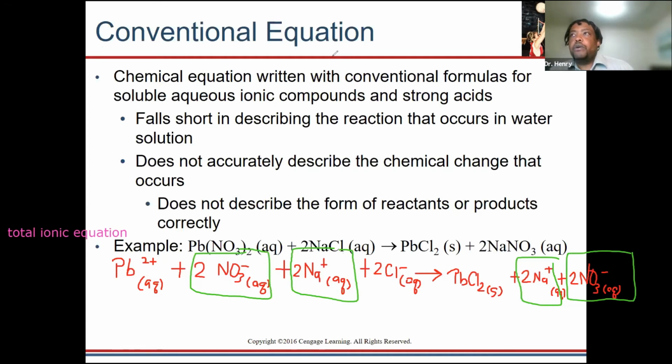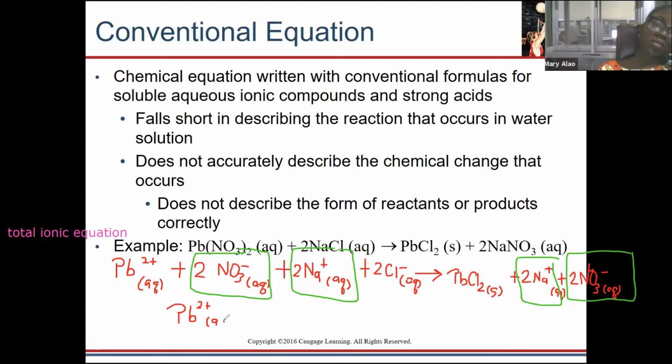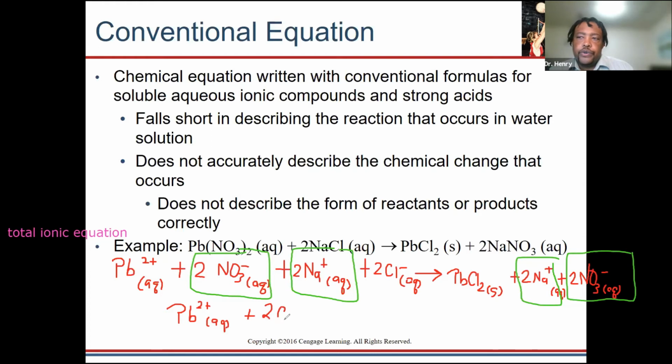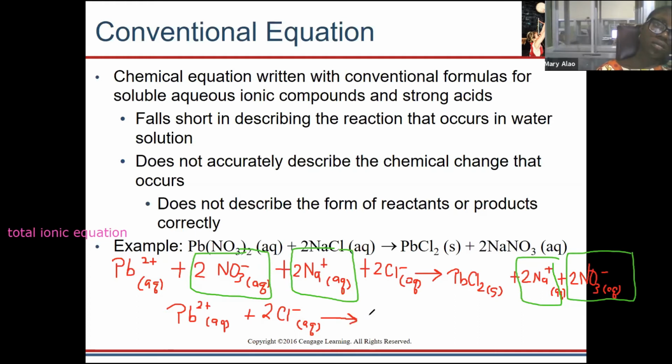Okay. So in that case, the net ionic equation is going to be lead 2 ion plus 2 chloride ion yields lead 2 chloride.